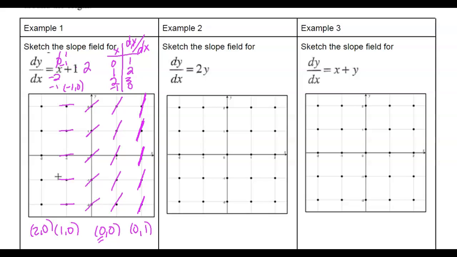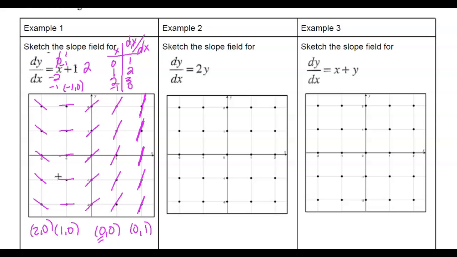And so this is my only negative. So there's really not much to compare it to. Just make sure you have a negative slope. All right, and so that would be our general slope field. Okay, and you can kind of see it would really create a parabola pattern over here. All right, let's try example number 2.